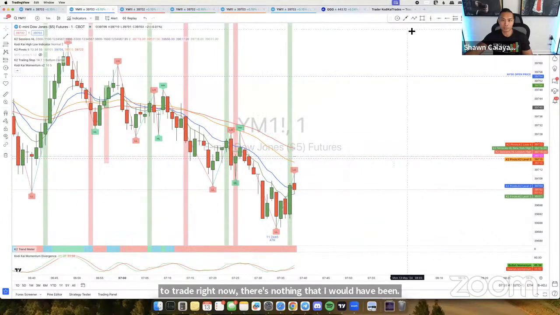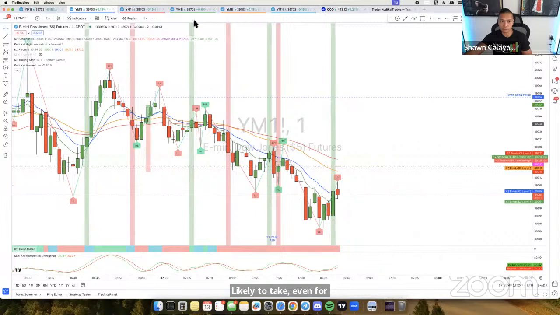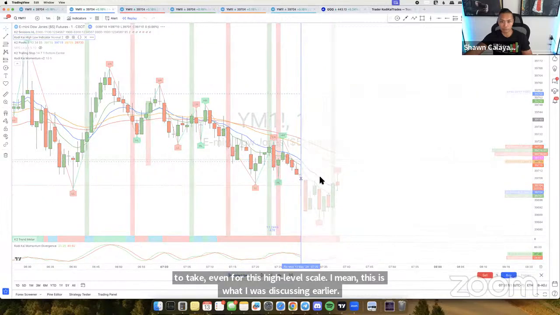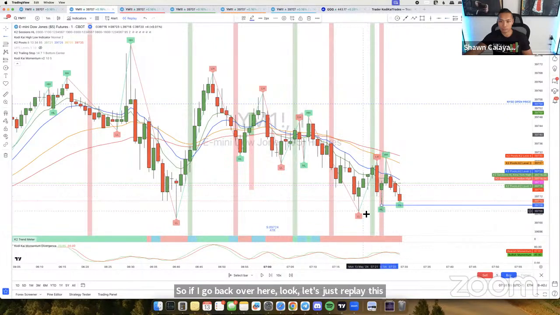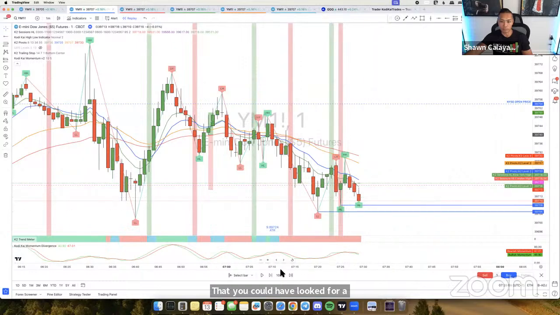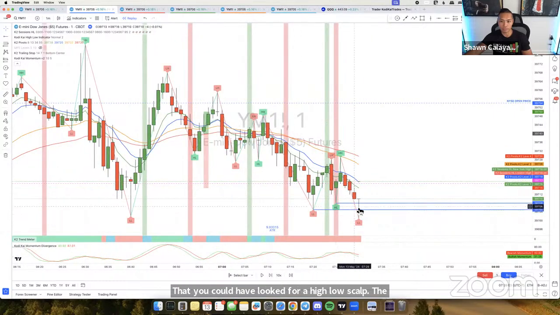I mean, this high-low scalp here, as you can see, this is what I was discussing earlier. So if I go back over here real quick, let's just replay to this candle. There were different levels right here that you could have looked for a high-low scalp. The only reason why I wouldn't look for that next break was because this candle here pretty much spiked them out.